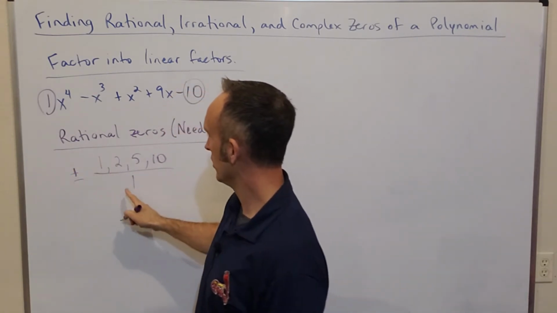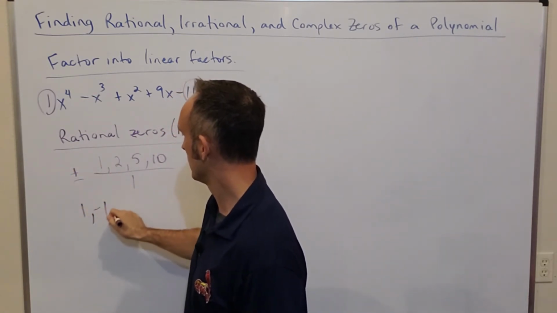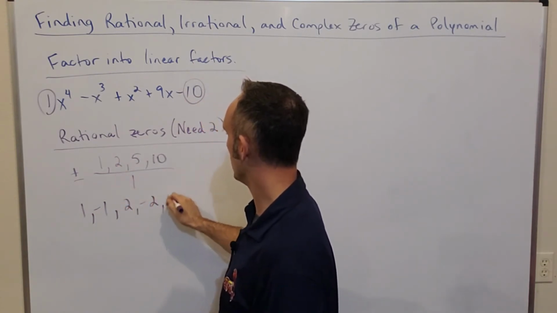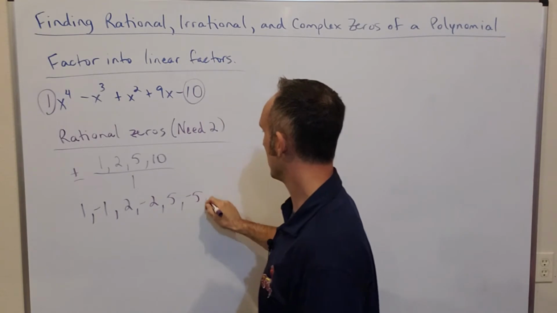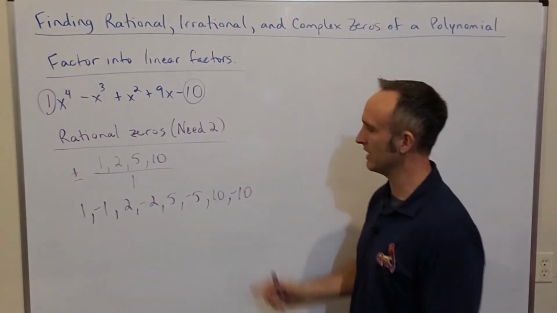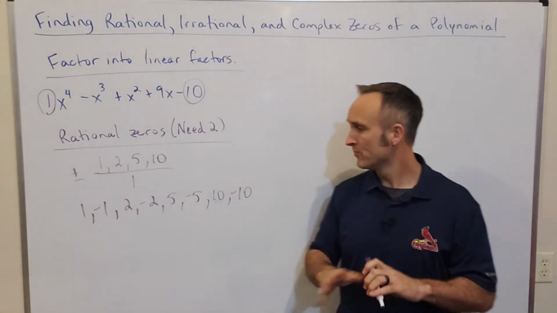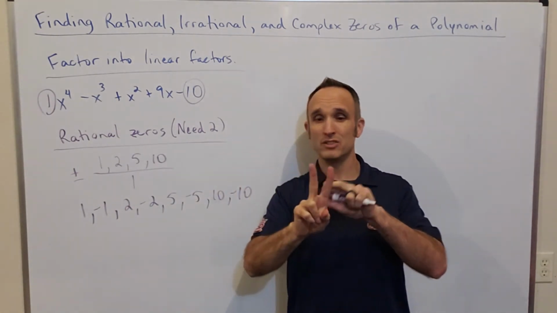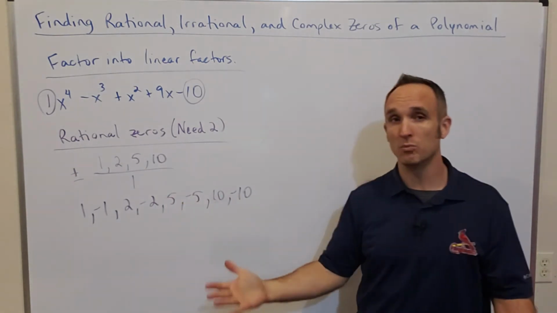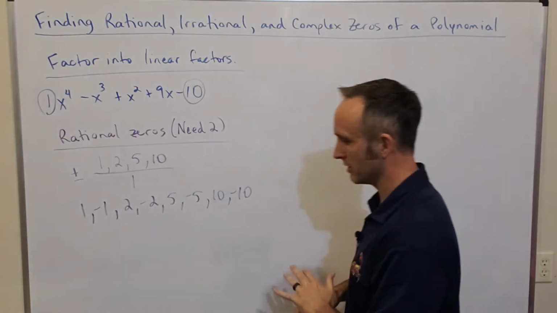So I could have 1 over 1. I could have 2 over 1. I could have 5 over 1. I could have 10 over 1. So that's my list that I'm working off of. I need 2 of these. And by the way, you could have two different zeros, or sometimes 1 zero could work more than once. So you've got to keep that in mind.